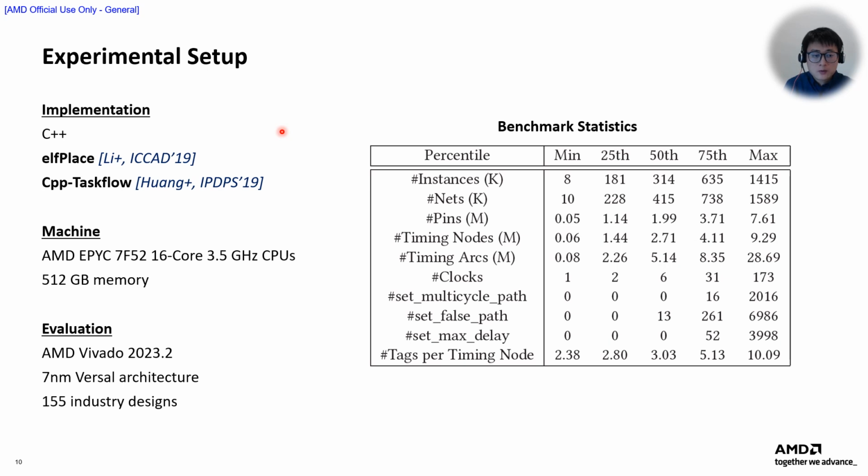We implement the proposed framework on top of our previous work, ELF-place, and the whole framework is carefully parallelized using the CPP Taskflow. We integrate the global placement engine into the latest AMD Vivado 2023.2 and evaluated it using 150 industry designs on the latest 7nm Versal architecture. And as you can see on the right-hand side, we have some fairly big and complex designs in this suite to demonstrate the effectiveness and efficiency of our proposed approach.